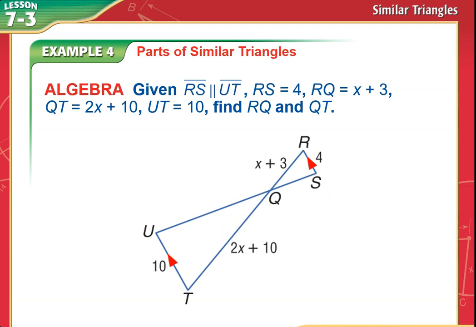All right, how can we use this? It says we're going to try to find RQ and QT. Now we know if they are considered similar triangles, then we know that the sides should be proportional to each other. So we should be able to say that 4 is to 10 should be equal to the x plus 3 ratio compared to the 2x plus 10.